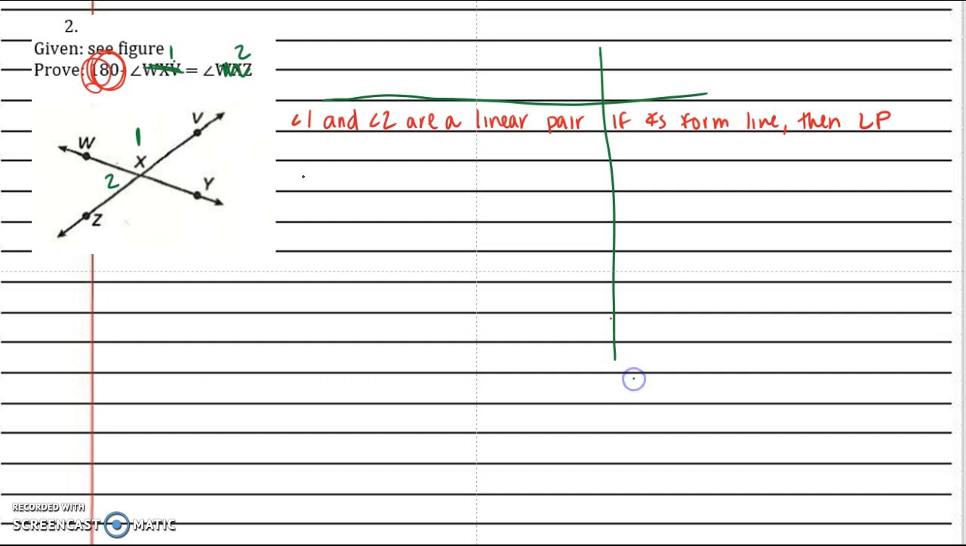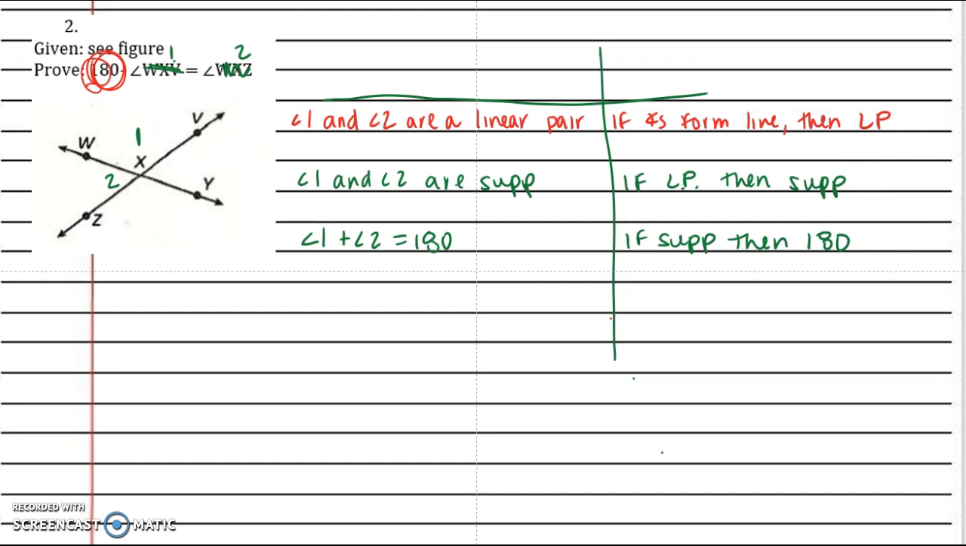Since I know that these angles are a linear pair, then I would say that those angles are sup. Angle 1 and angle 2 are sup, because if angles form a linear pair, then they are sup. And we know that if angles are sup, then they add up to be 180. So now I can say if sup, then 180. And I'm sure you're all getting very upset and very angry right now because it took 3 steps to say that 2 angles that we know equal 180 are actually 180.